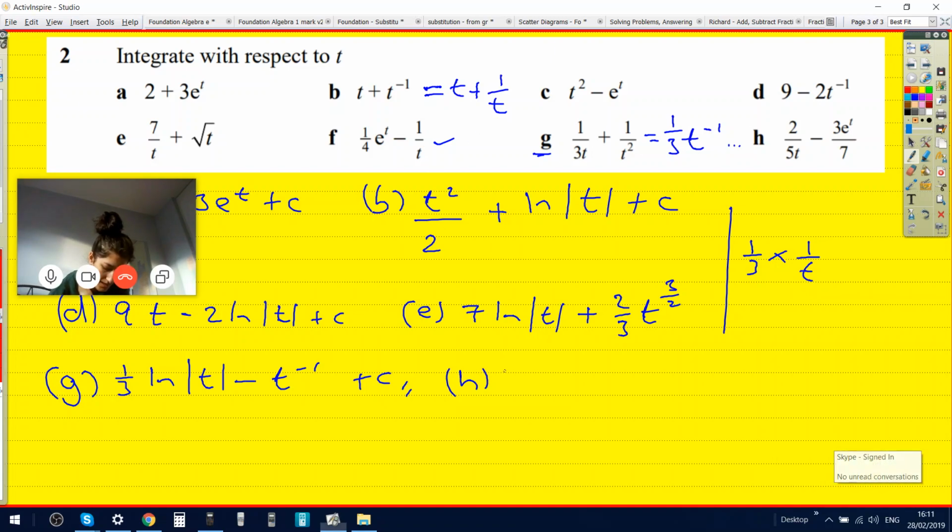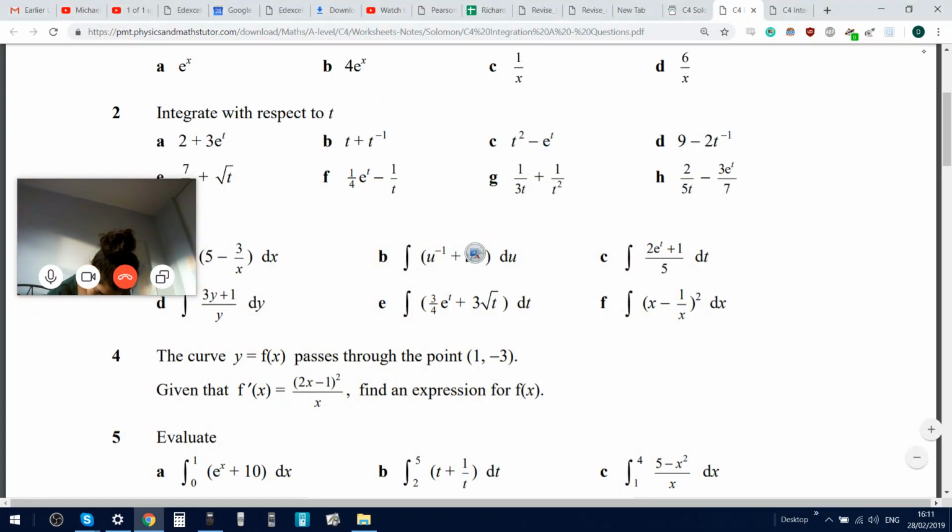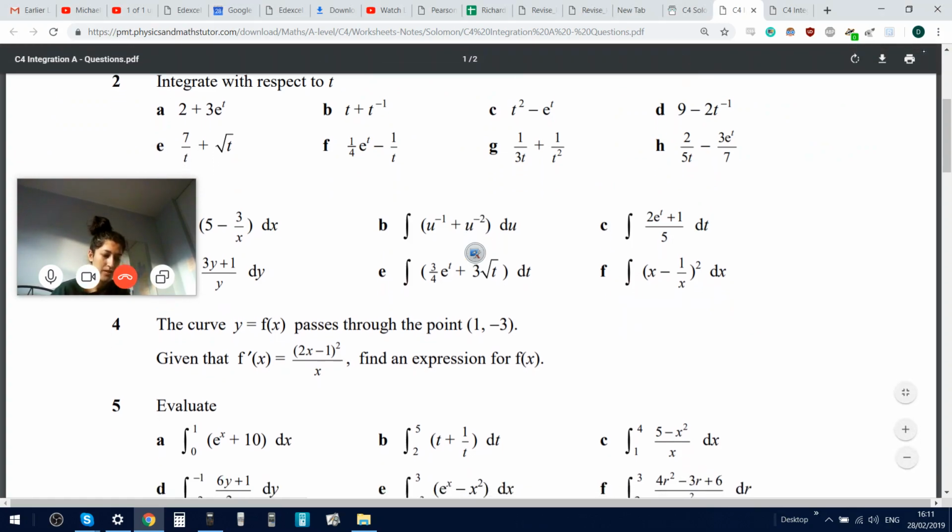ln t, and then 3 over 7. Well, 3t stays as 3t, but over 7. Sorry? Is it just the same? Yep, 3 over 7. Exactly the same, whichever way you want to write it. Got it. Any questions about those?